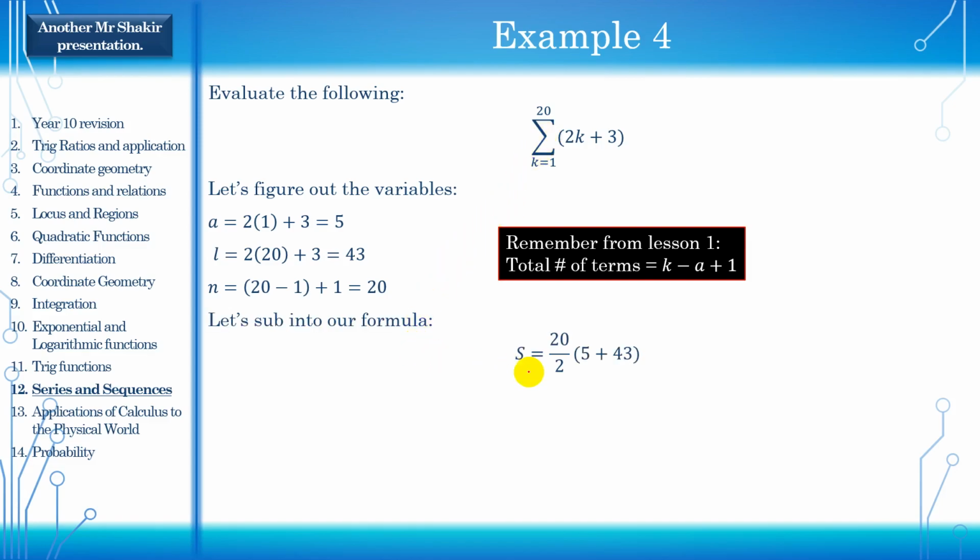Alright, so let's sub into our formula. 20 over 2, 5 plus 43. So this is n over 2 times a plus l, the alternative formula. 480 is the total sum.